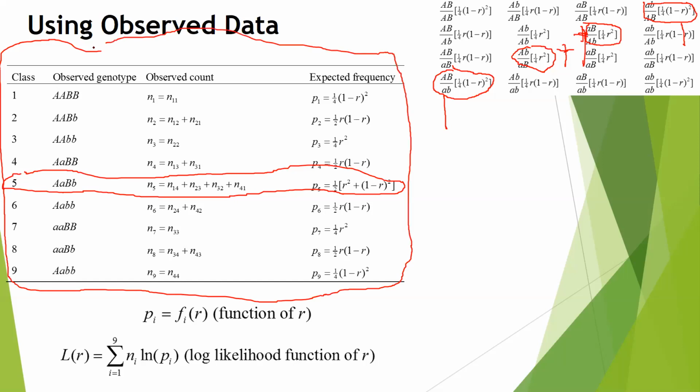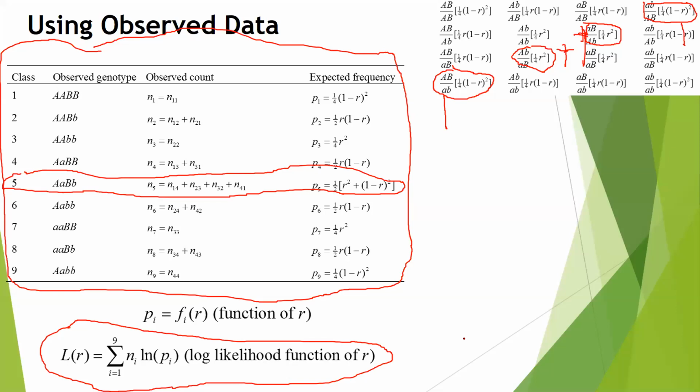So that's the problem. Even if we can construct a likelihood function like what we did before, because of this confounding, the parental type and the double crossing over type are confounded by each other in category number 5, right? So you cannot easily derive a closed form for the solution of the maximum likelihood estimation.